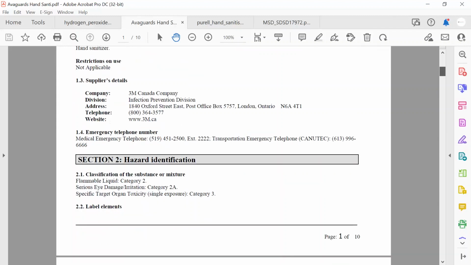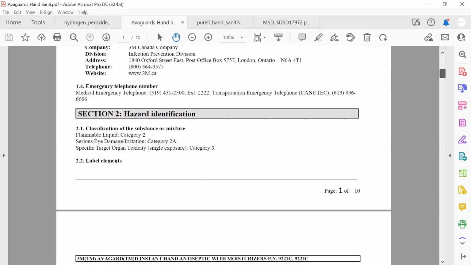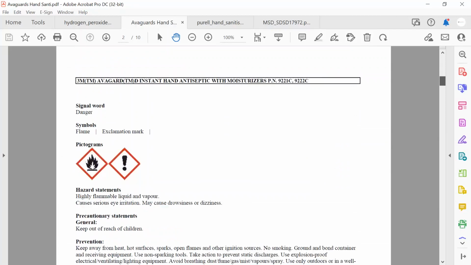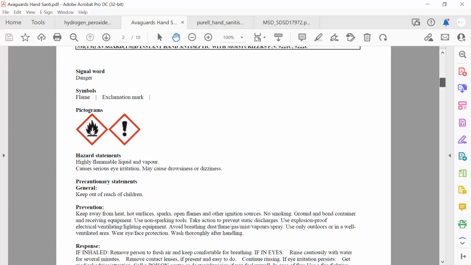It does cause serious eye damage because it's a category 2A. And then it has a category 3 for specific target organ toxicity. The signal word is danger. It is flammable and it has the exclamation mark. It's highly flammable for the liquid and the vapor, and it causes serious eye irritation. It may also cause drowsiness and dizziness because it has an alcohol-based product in it that you'll get to see in just a moment.